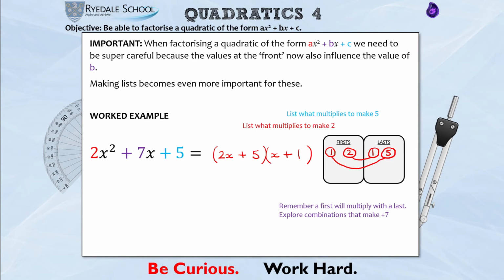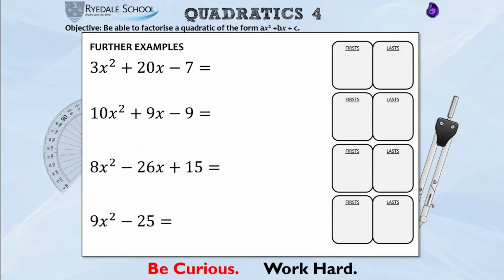Let's look at some further examples. So we'll take these further examples one at a time. What you'll gradually see is as we work through these examples, the number of combinations for the firsts and the lasts is going to increase. And when there's more combinations, it gets slightly harder to spot how that middle term is going to be combined.